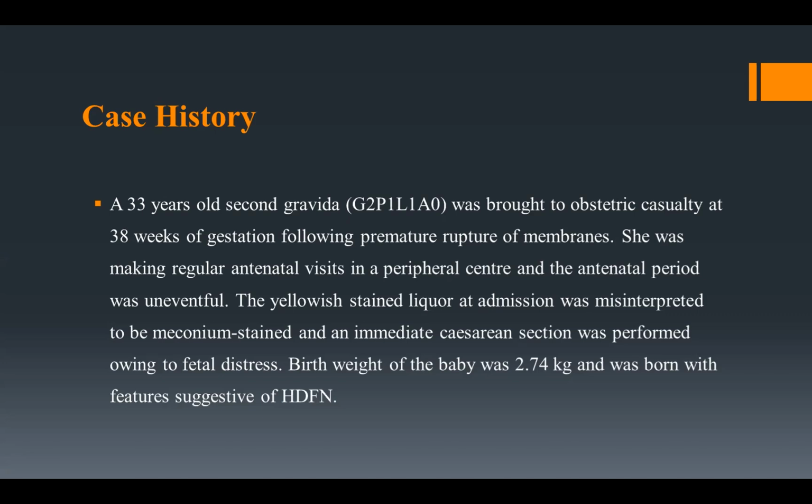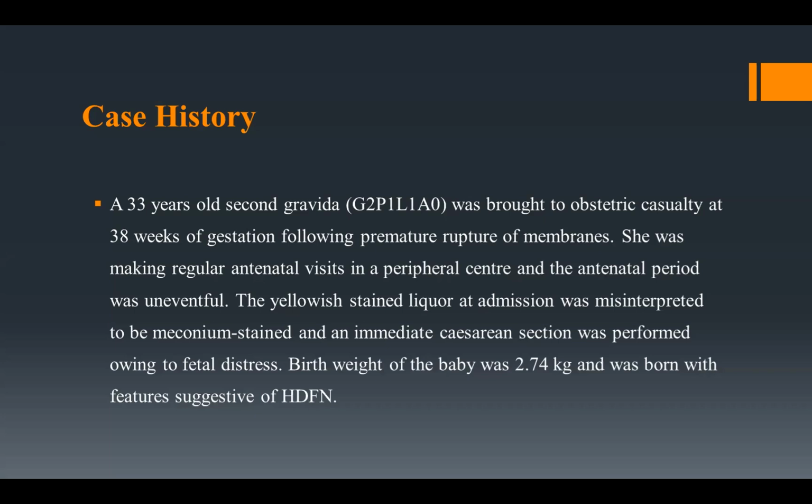She was brought to the obstetric casualty at 38 weeks of gestation following premature rupture of membranes. She had regular antenatal visits at a peripheral center, and the antenatal period, as per history, was completely uneventful. There was no anemia, and she never received any transfusion support during the pregnancy. Owing to the yellowish stained liquor at the time of admission, it was misinterpreted as meconium stained liquor, and an immediate cesarean section was planned for her owing to fetal distress.